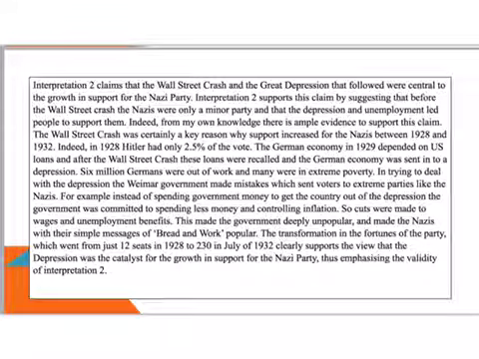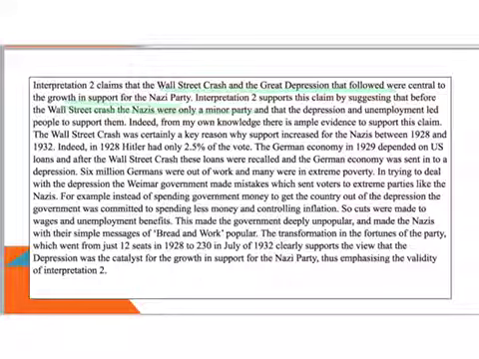Okay, so if we have a look at this as an example of how you can merge the interpretation with your own knowledge, you'll see the first two sentences are exploring the interpretation and the viewpoint expressed in that, which is that the Wall Street crash and depression were central to growth and support of the Nazi Party. And there's just a reference to where the interpretation supports this by suggesting that before the Wall Street crash, the Nazis were only a minor party, and the depression and unemployment led people to support them.